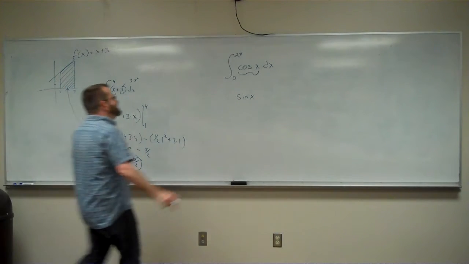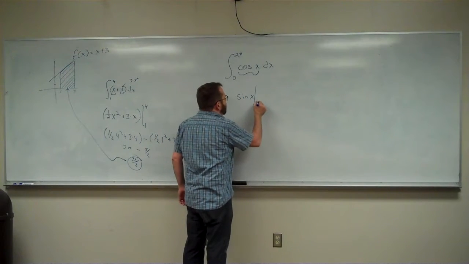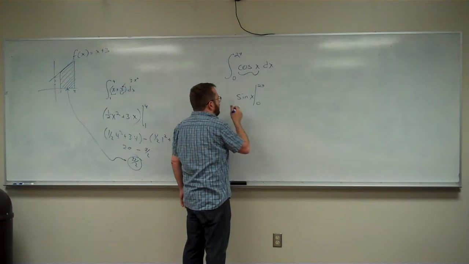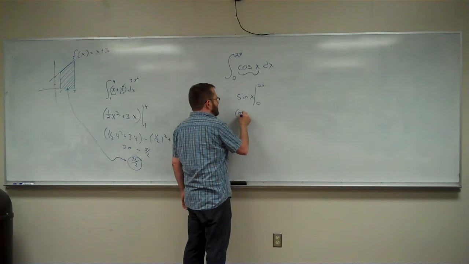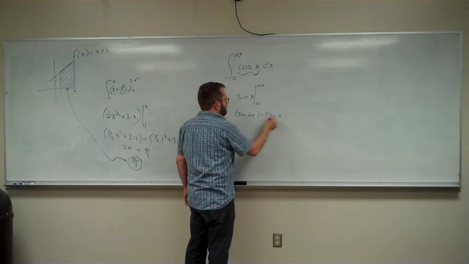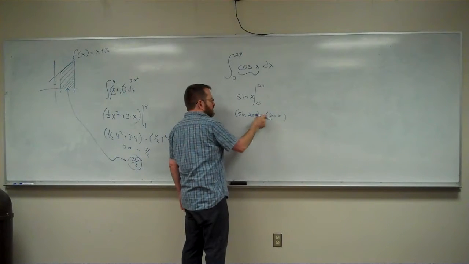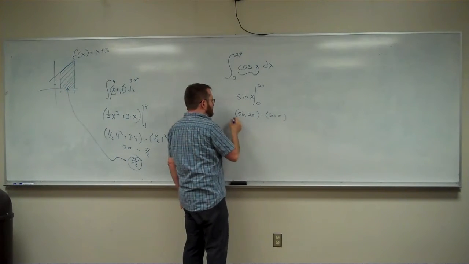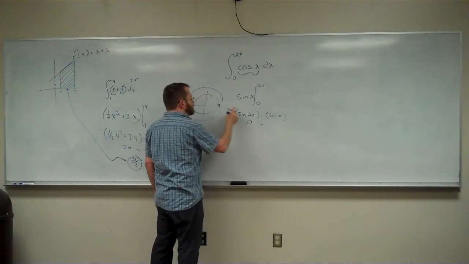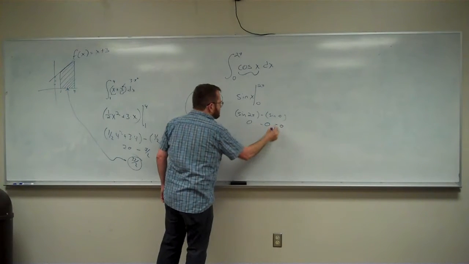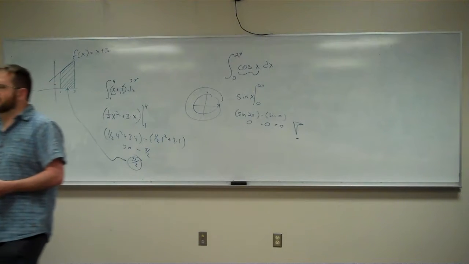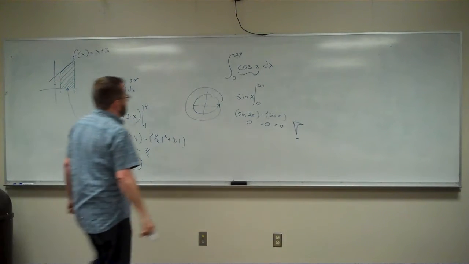So sine of x is the antiderivative, but we needed to evaluate that at 0 and 2 pi. Alright, so that's the sine of 2 pi minus the sine of 0. Right? We plug in this one, we plug in the other one. What is the sine of 2 pi? Oh, it's 0. What is the sine of 0? Oh crap, it's 0. 0 minus 0 is 0. Oh no, that can't be right. Things must have gone horribly wrong. Why would the area under the curve be 0?